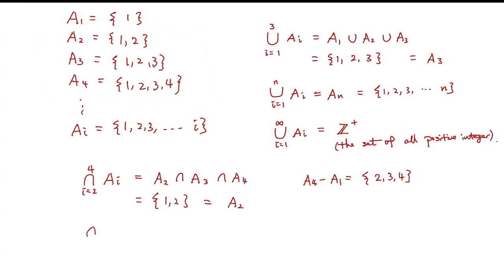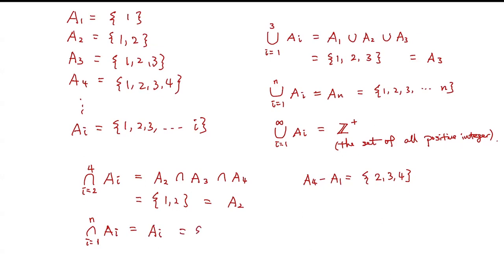Okay. Now if I take the intersection from 1 up to n, where n is a number greater than 1, what would this equal to? Right, so it will just be A1, right? Only 1 is in all the sets. But A1 only has 1 element, so there will be no other element in A1. So your answer will just be the set containing 1, which is A1.